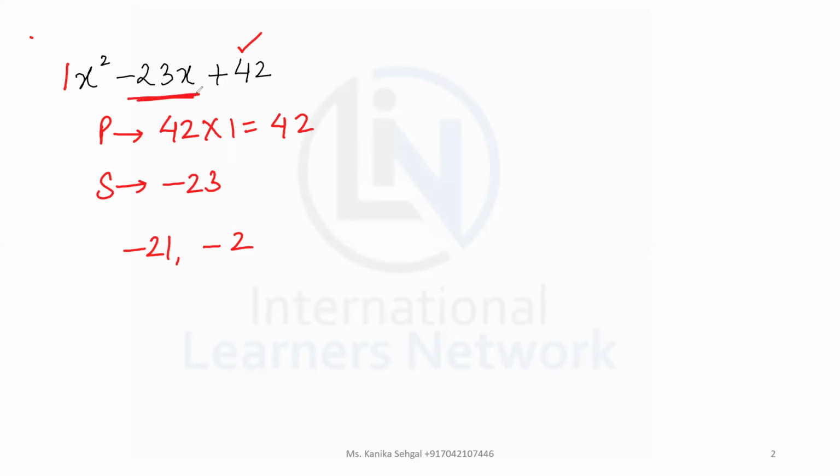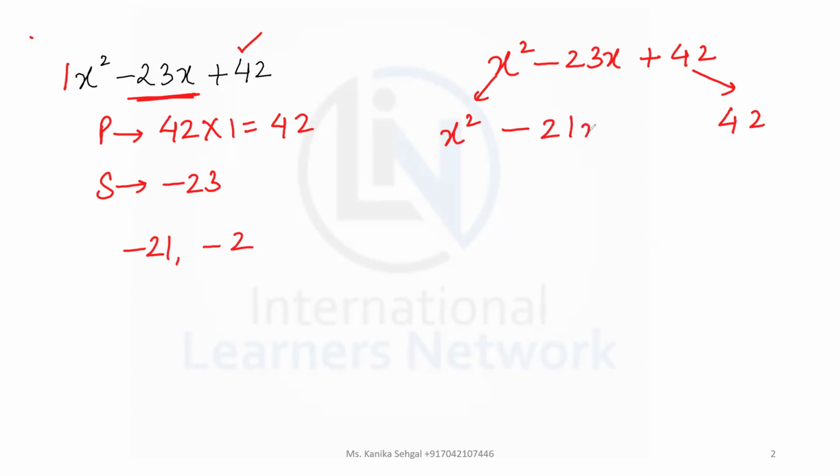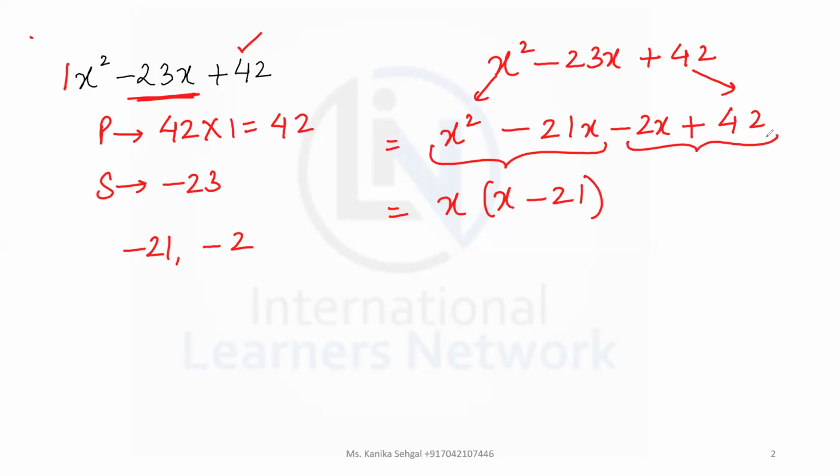So this 23x, we are going to split and write it as minus 21x minus 2x. We have x square minus 23x plus 42. The first term and the last term, we are going to keep as it is. And this minus 23x can be written as minus 21x minus 2x. So from first two terms, we'll take common. We have x common here. So we'll be left with x minus 21. From the next two terms, we are going to take minus 2 common. So we'll be left with x minus 20.